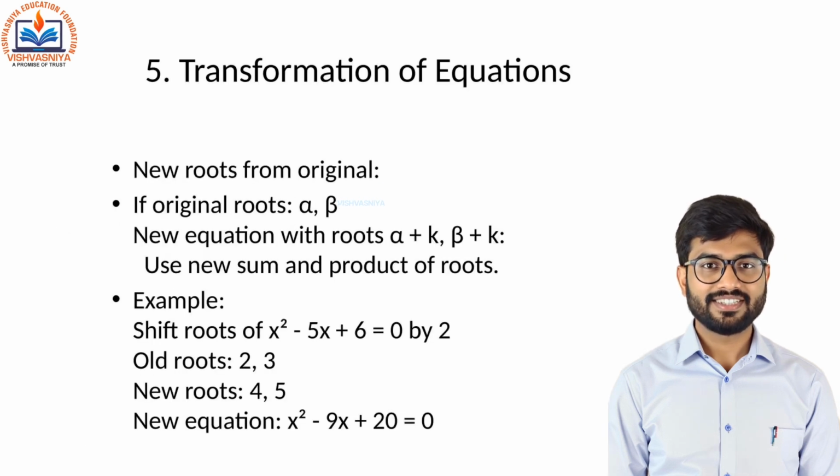Now let's discuss transformation of roots. If the roots of an equation are alpha and beta, and we want a new equation with roots alpha + k and beta + k, we adjust the sum and product and form the new equation. Example: shift the roots of x² - 5x + 6 = 0 by 2. Old roots 2, 3; new roots 4, 5; new equation x² - 9x + 20 = 0.